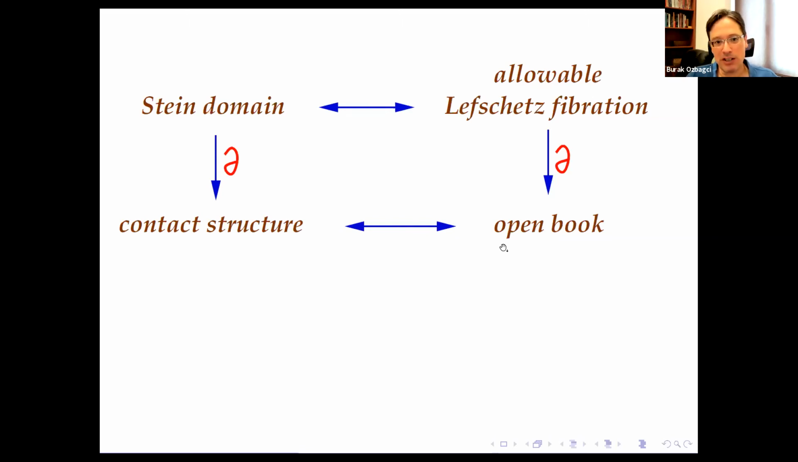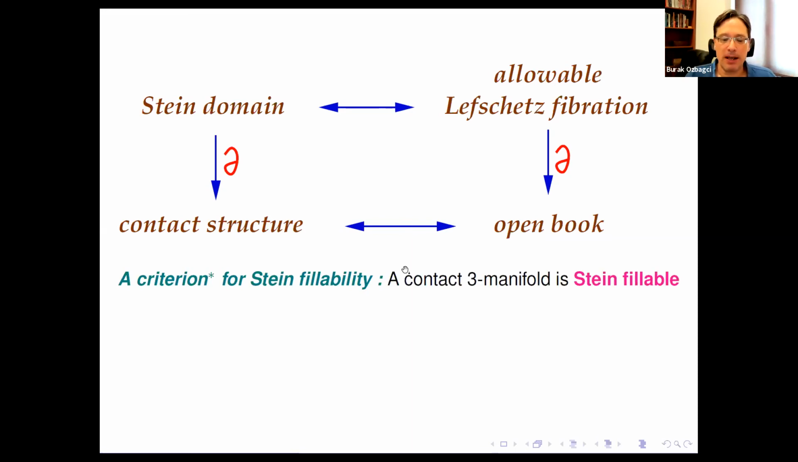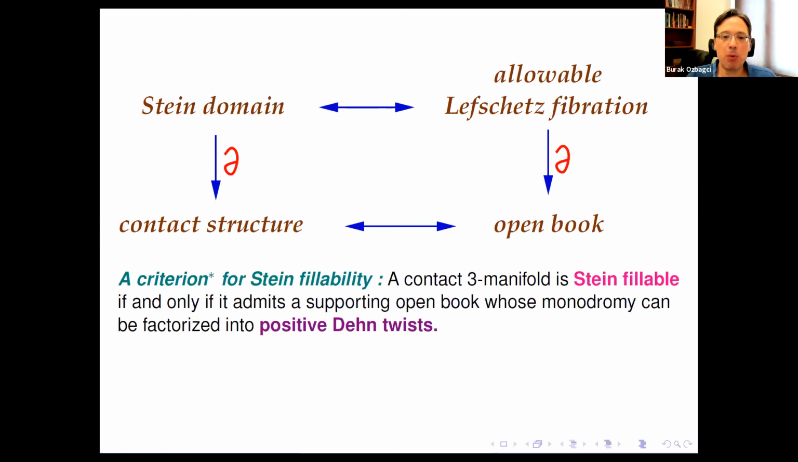So an outcome of this is the following criterion for Stein fillability. A contact three-manifold is Stein fillable if and only if it admits a supporting open book whose monodromy can be factorized into positive Dehn twists. This is a completely topological characterization of Stein fillability. This was also independently proven by Giroux using only three-dimensional methods rather than as an outcome of Lefschetz fibrations.